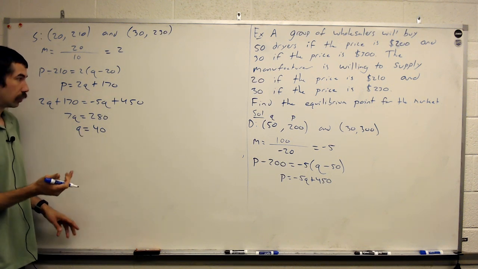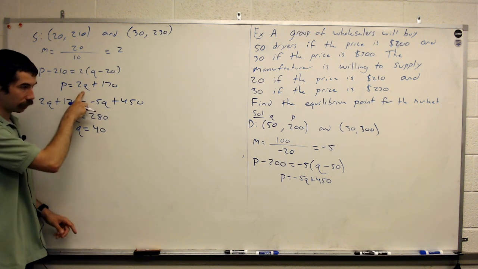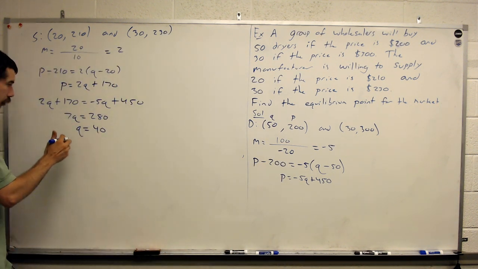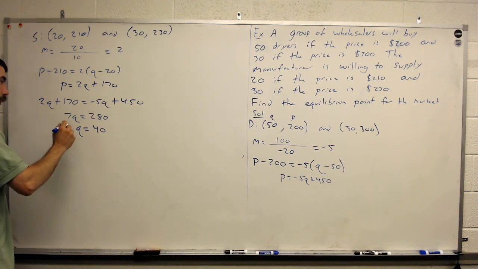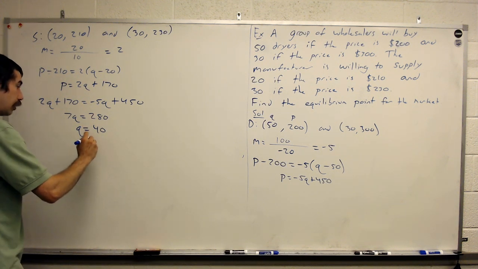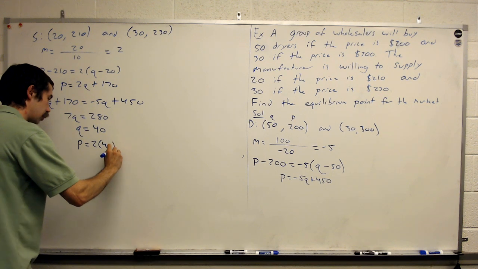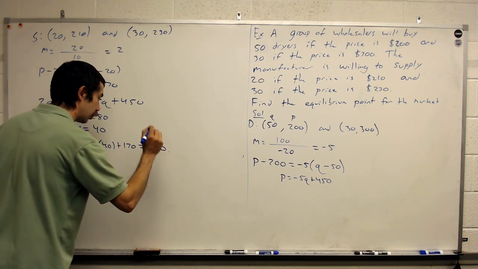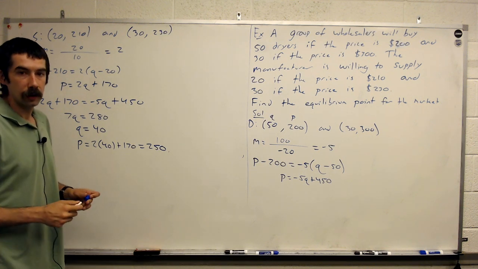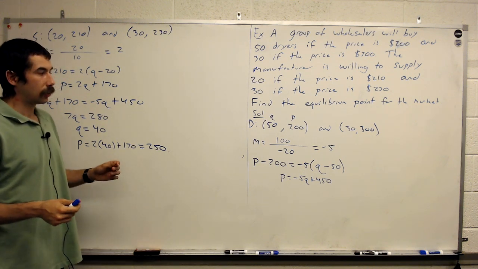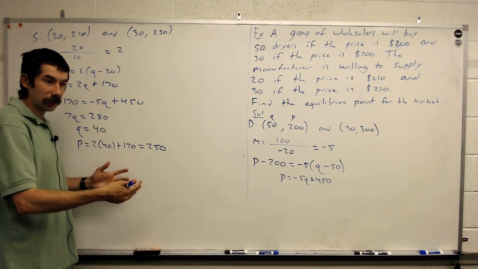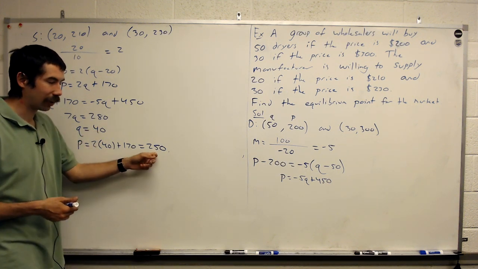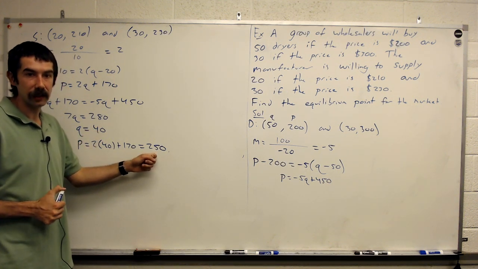At what price? Well, we could sub that into this equation or this equation. We're going to get the same number either way. Our price is 2 times 40 plus 170, which is $250. So the market would settle on the supplier supplying 40 units and selling them at $250 per unit.